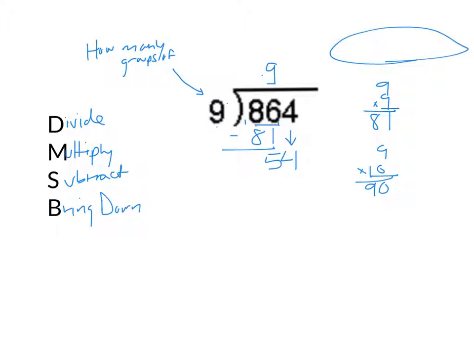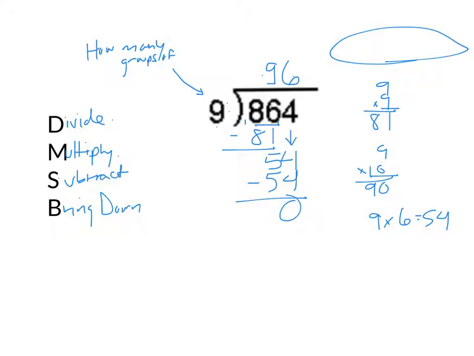And I'm asking myself again, if I had 54 sheep, how many groups of 9 could I make from that? Well, I know that 9 times 6 is 54. So let's put 6 right there. I just divided. Now I want to multiply. 9 times 6, that is 54. Next I subtract.